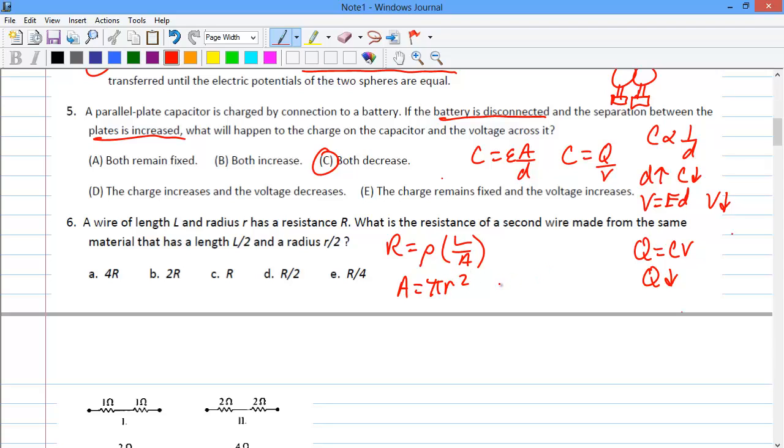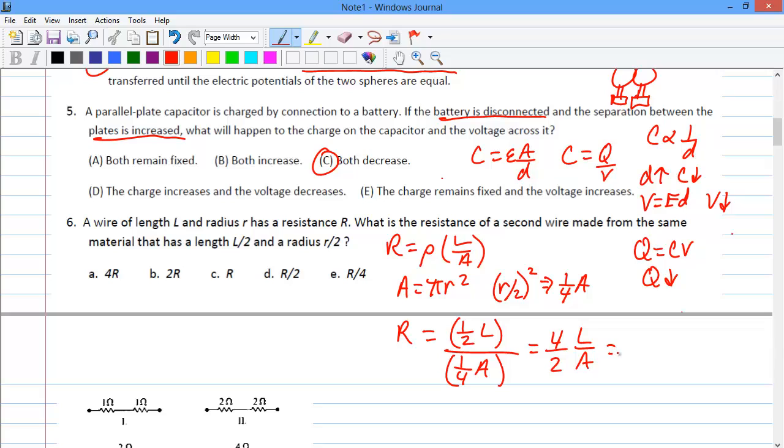So if I halve the radius, that means the area is going to be a quarter as big. So R is proportional to 1/2 L divided by 1/4 A. The 4 goes up here, the 2 comes down, and so the resistance is going to be twice as much.